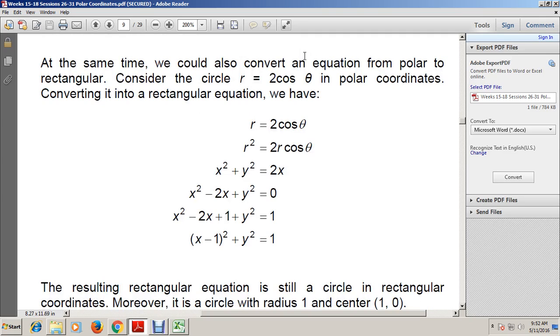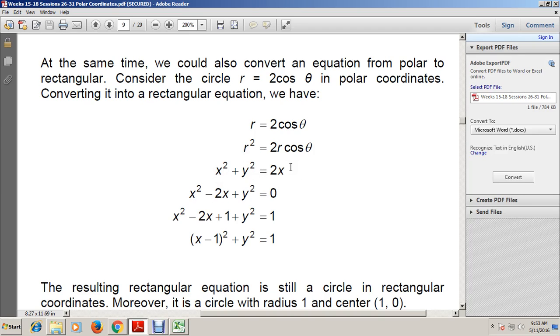Okay, so at the same time, we could also convert an equation from polar to rectangular. Consider the circle r is equal to 2 cosine theta in polar coordinates. Converting it into a rectangular equation, we have r is equal to 2 cosine theta. If we multiply both sides by r, that becomes r squared is equal to 2r cosine theta. Now remember, r cosine theta gives us our x. So this becomes 2x, and this becomes r squared. And remember, r squared is given as x squared plus y squared.